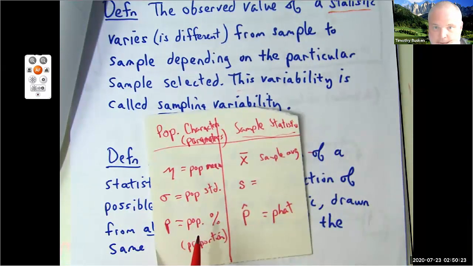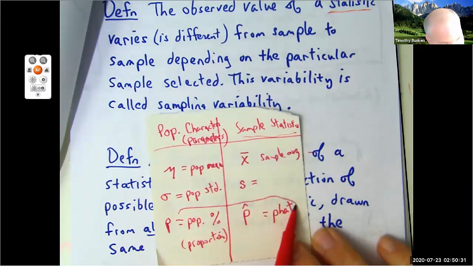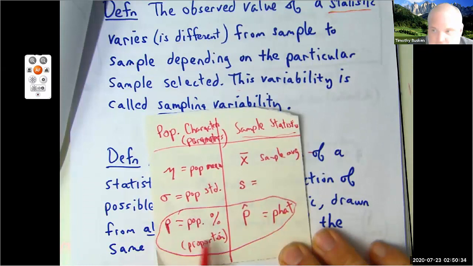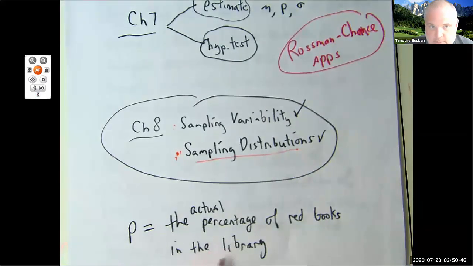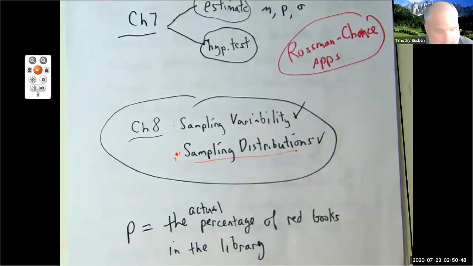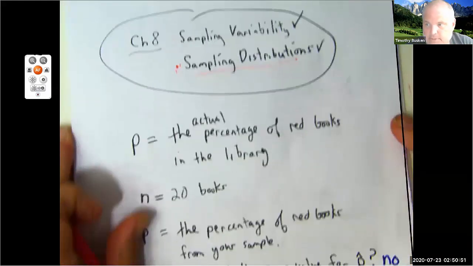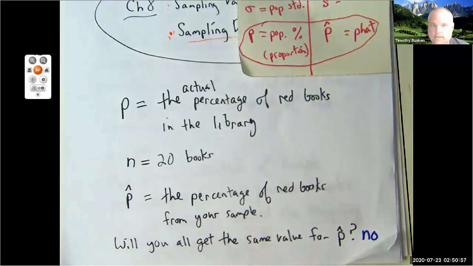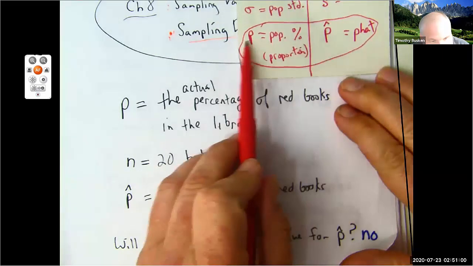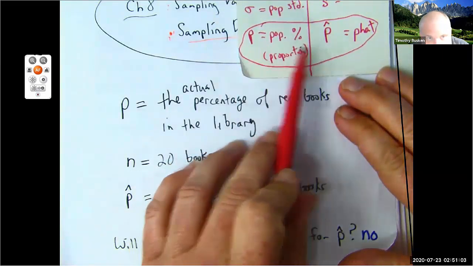Is that clear to you now, or what questions are you having about that? So we're going to work with all of these, but right now, immediately, we're going to be working with these 2 symbols. We've got a population characteristic. In the first example I gave you, P is the actual percentage of read books in the library, and p hat is your percentage of read books from your sample. So we're going to be working with these 2 symbols, these 2 values. You need to know the difference between them.